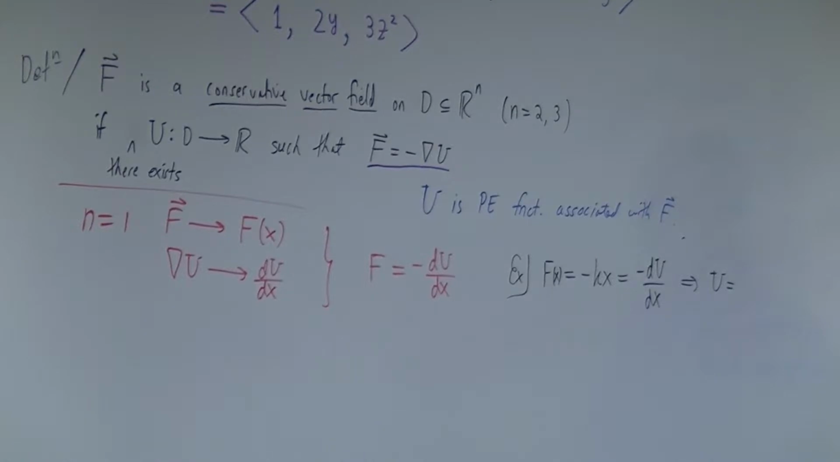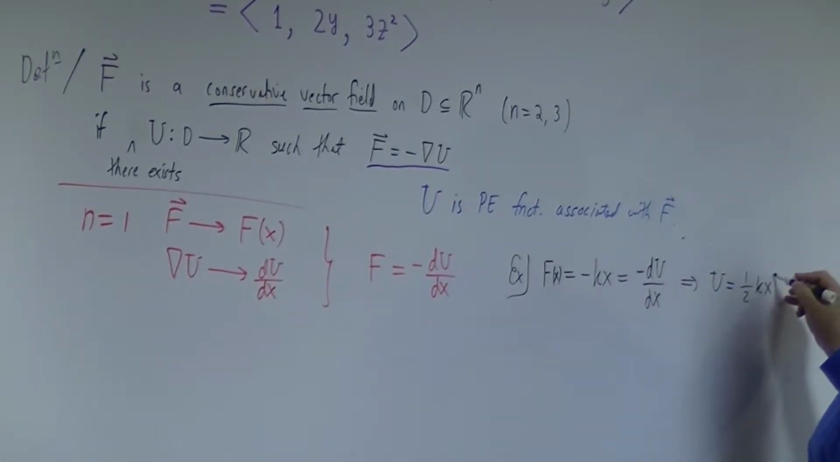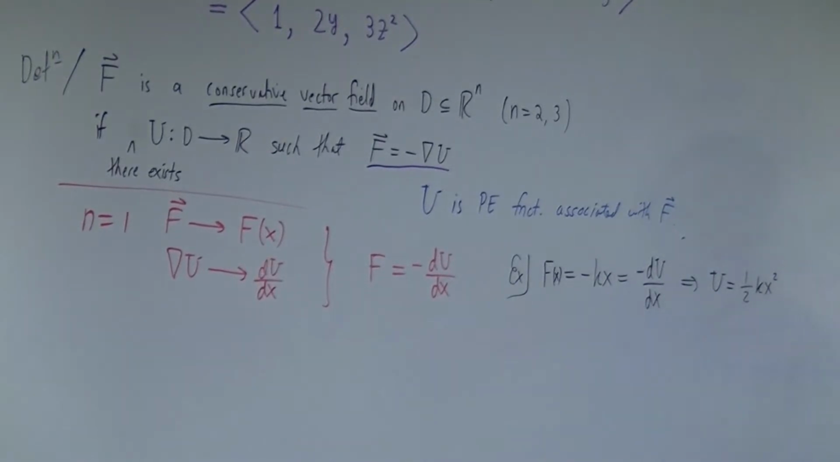Differentiate kx, I get k. Minus kx squared over 2. Almost right. Kx squared over 2, yes. We took your answer and multiplied by minus 1, so one half kx squared. Now, you could also say plus some constant.